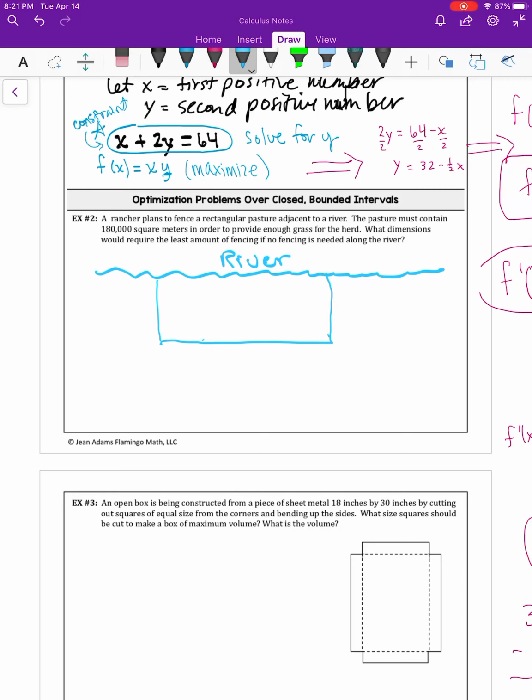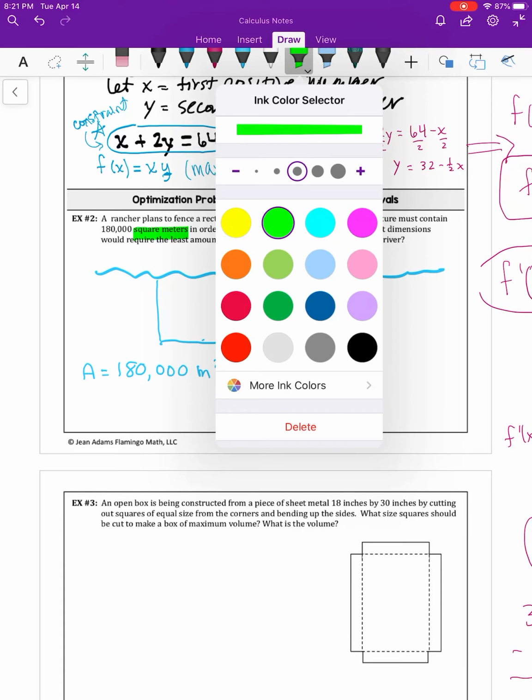Since it's adjacent to a river, they do not need fencing along the river. The pasture must contain 180,000 square meters in order to provide enough grass for the herd. When you see the words square meters, you know that's area. So this is a constraint: your area must be 180,000 square meters.